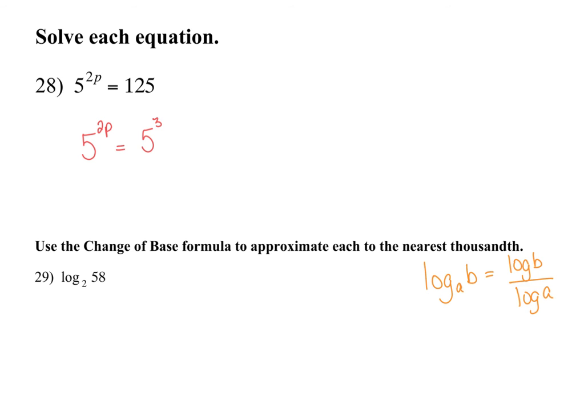Once I get it like that, I can just ignore the bases altogether, and I can say, well, the exponents themselves must equal each other. And then you have a really simple equation to solve. To solve for that variable, divide both sides by that 2, and my variable p equals 3/2.